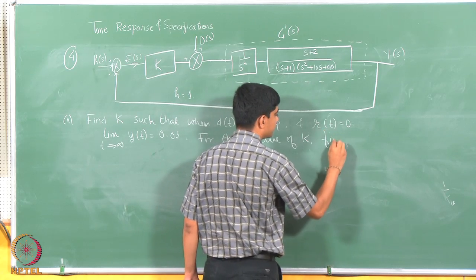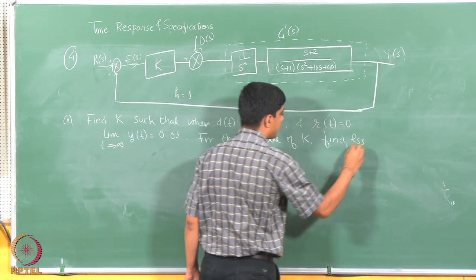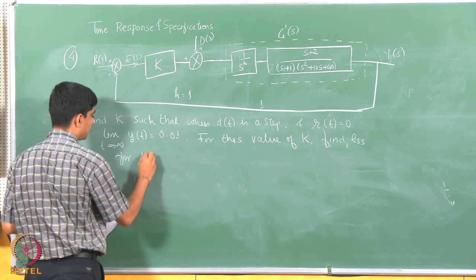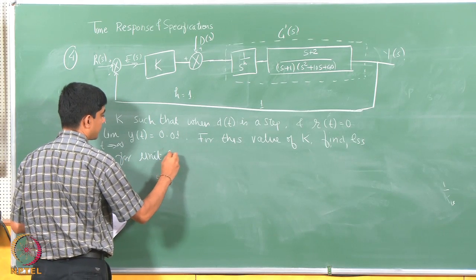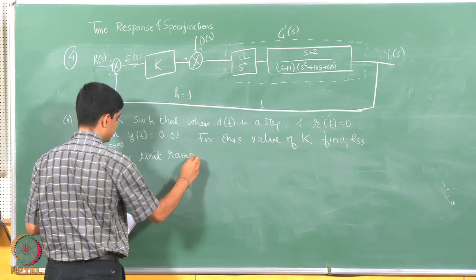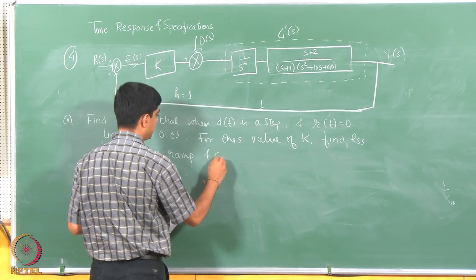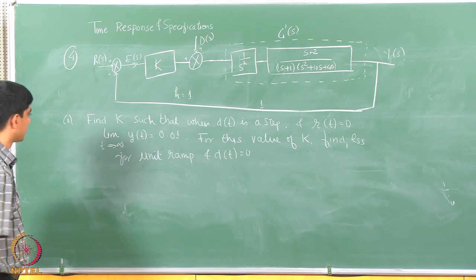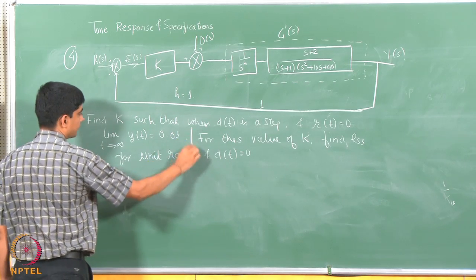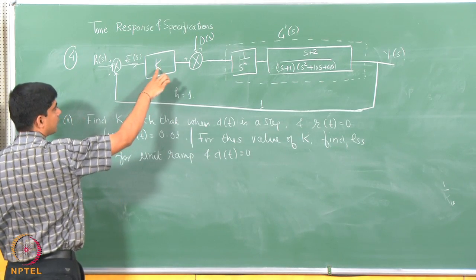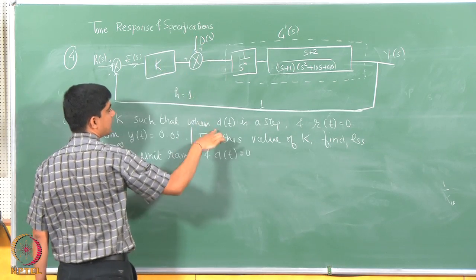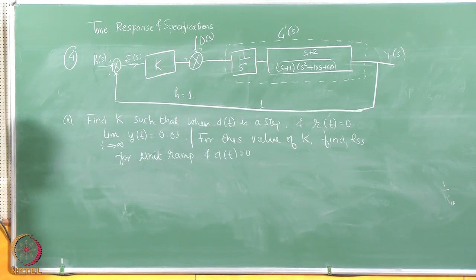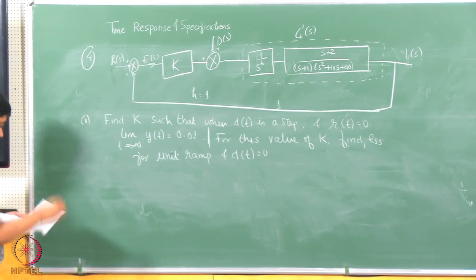Now, after this, for this value of k, find the steady state error for a unit ramp and d(t) equal to 0, right. Okay. So, let us do the first part until here. Find a k which under a step disturbance and no input will give me an output at steady state of 0.01. Okay.